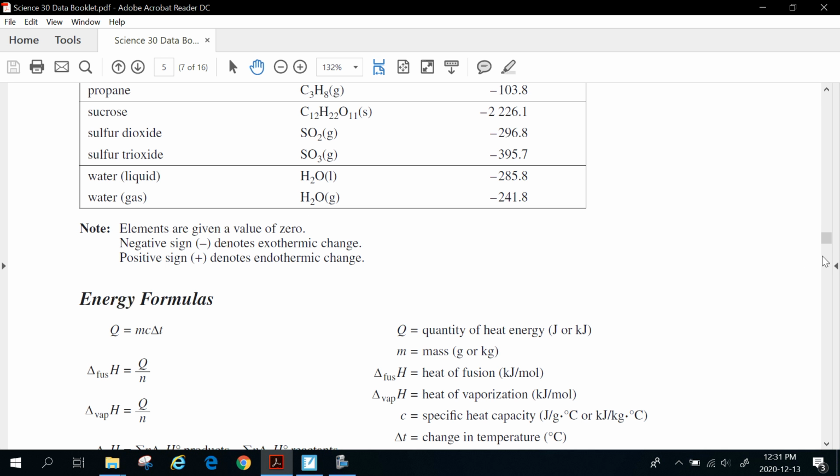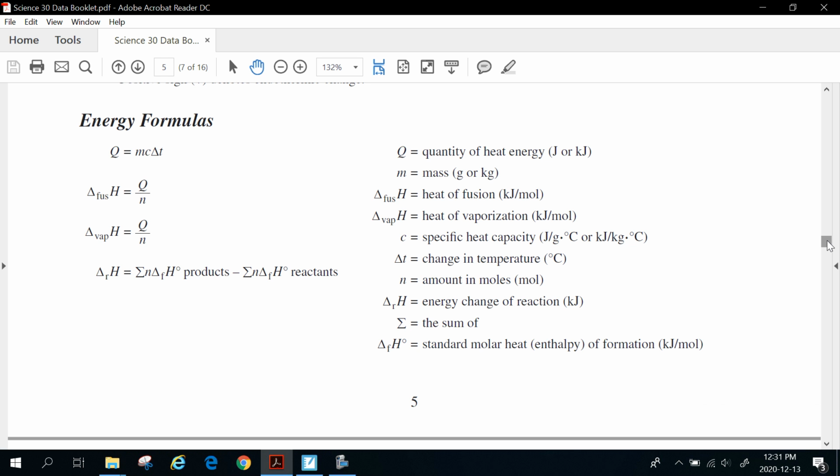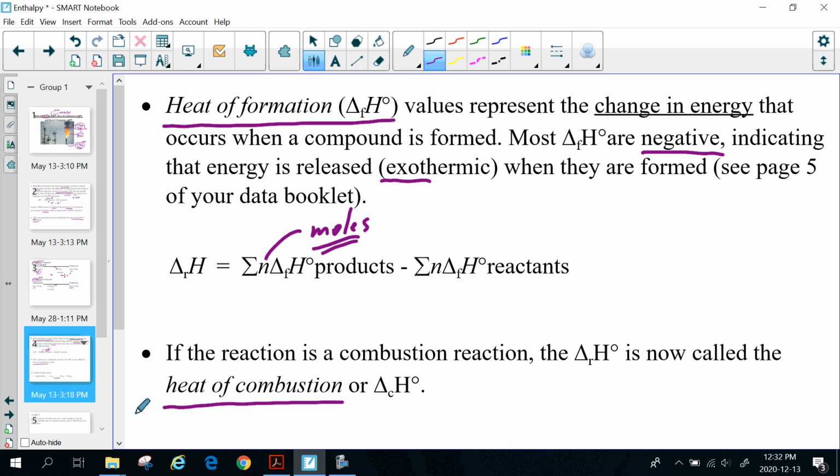The equation is the one right at the bottom here for the heat of reaction, exactly the same as what I did just show you. And again, they tell you what all the symbols are that we have here. So here we have the sum of. You don't need to remember that. The lowercase n is the amount of moles that you do have. All of that given to you right in your data booklet.